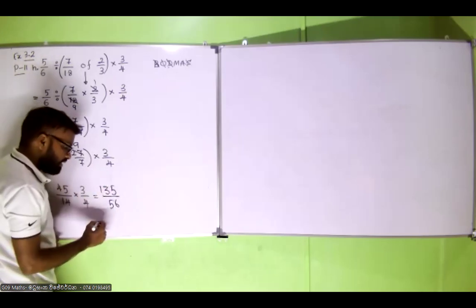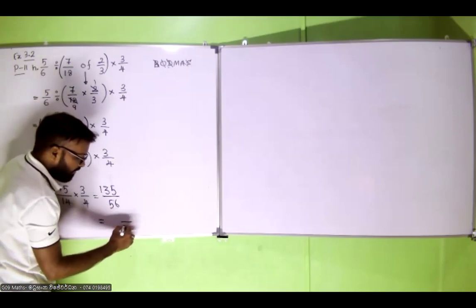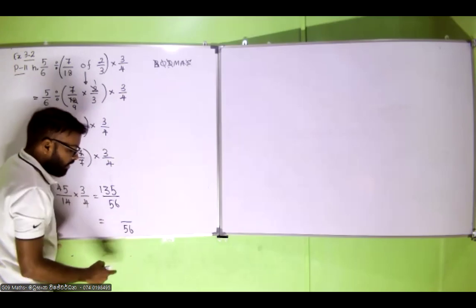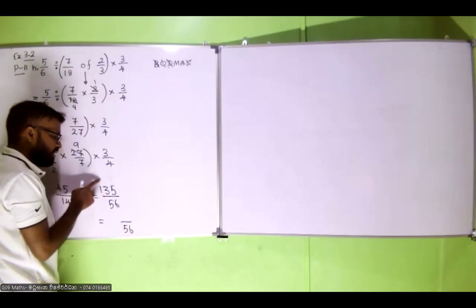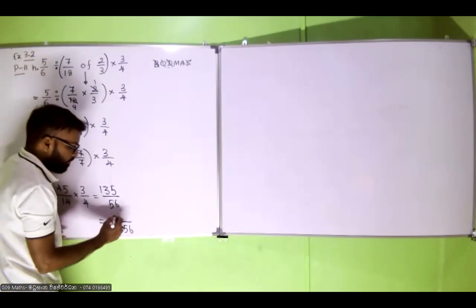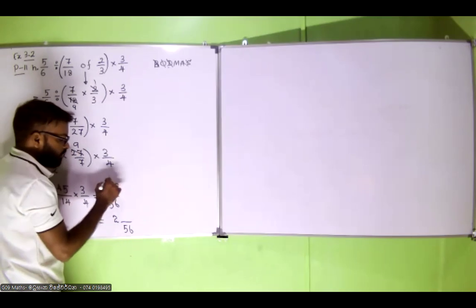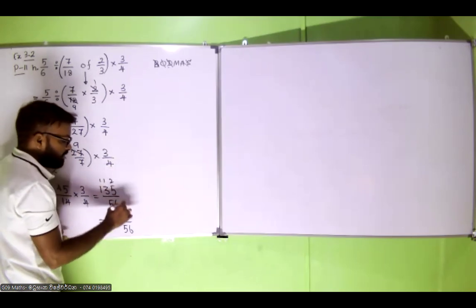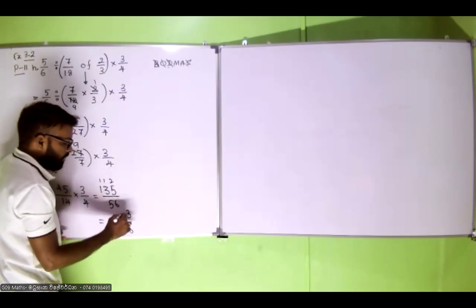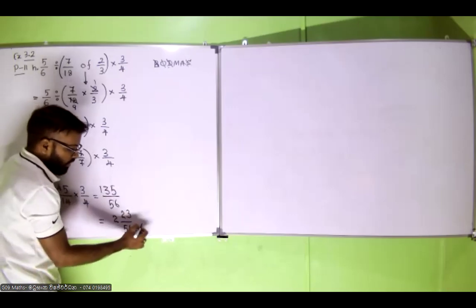You can write this as a mixed number. Right? Denominator definitely should be 56. How many 56 are there for 135? I think 2, right? It will give you 112. So if you subtract 112 from this, 23. Right? So this should be your answer.